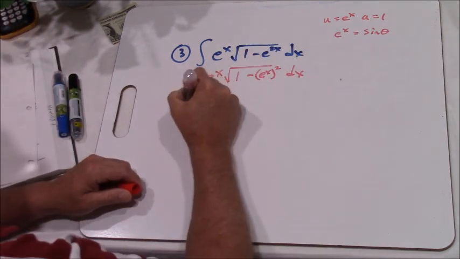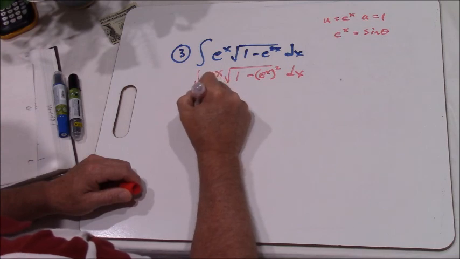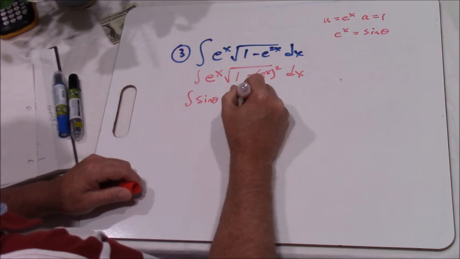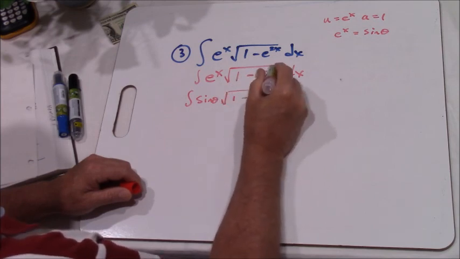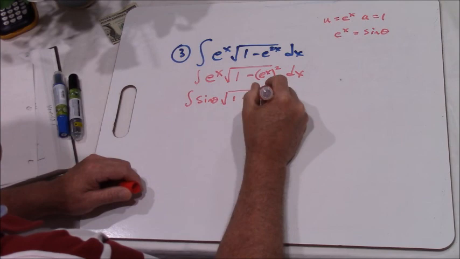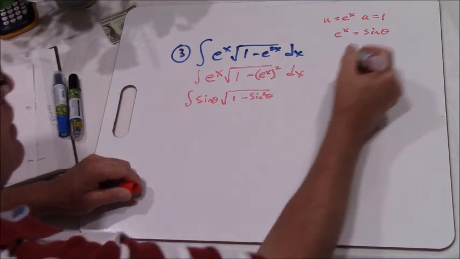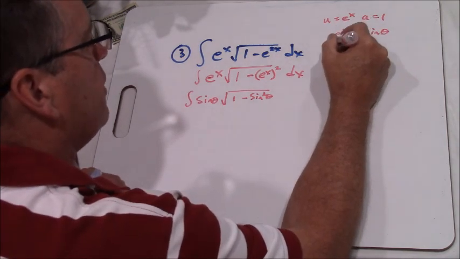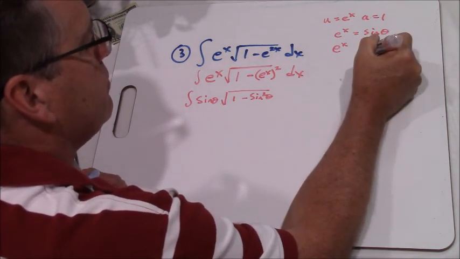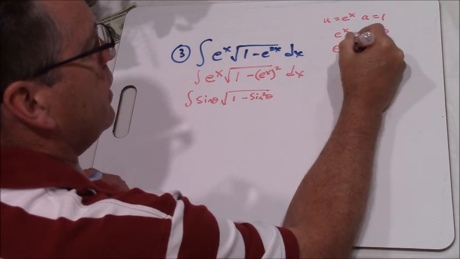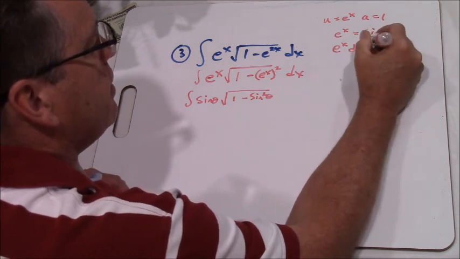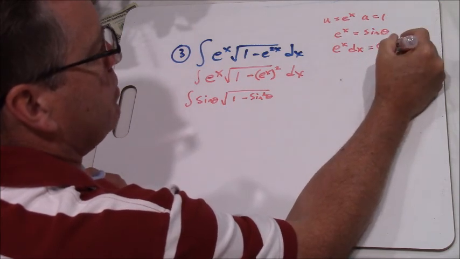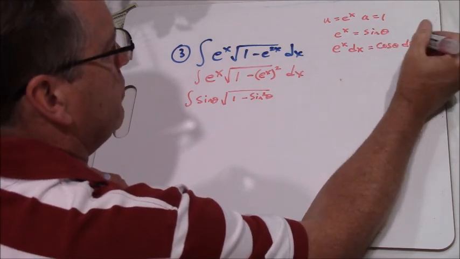So that means I've got the integral of sine theta times the square root of 1 minus sine theta squared. And let's see, to figure out what dx is, I'm going to take the derivative of this, which would be e to the x, times the derivative of the exponent, which would be 1, and I just took the derivative of x, and that's going to equal a cosine theta, times the derivative of the angle, which is 1, and I just took the derivative of theta.